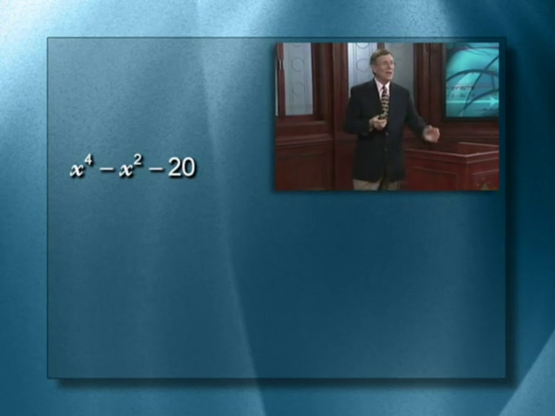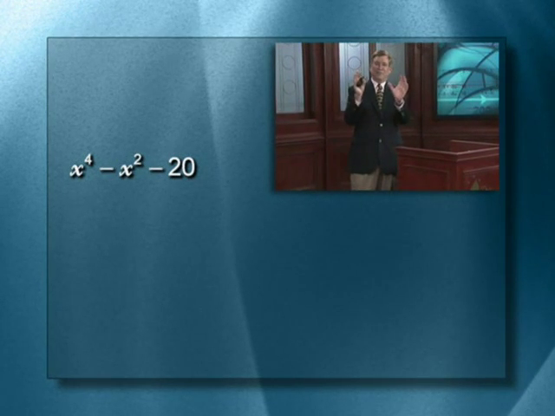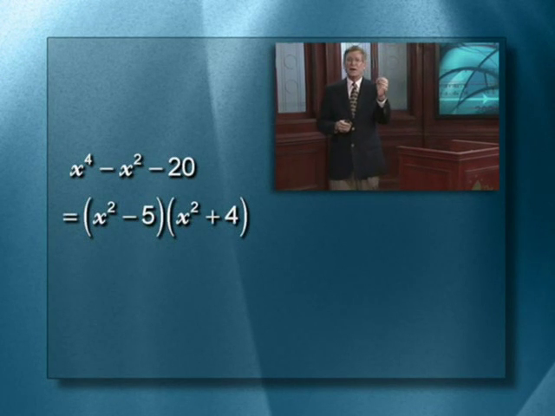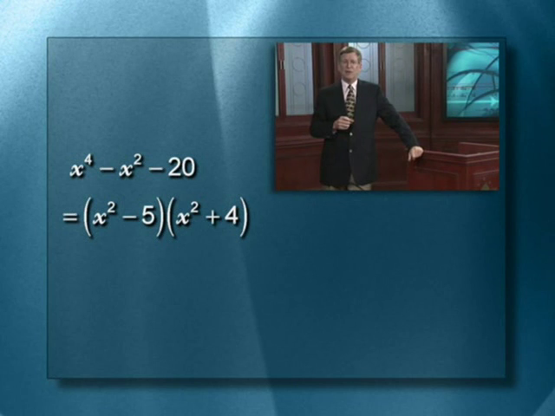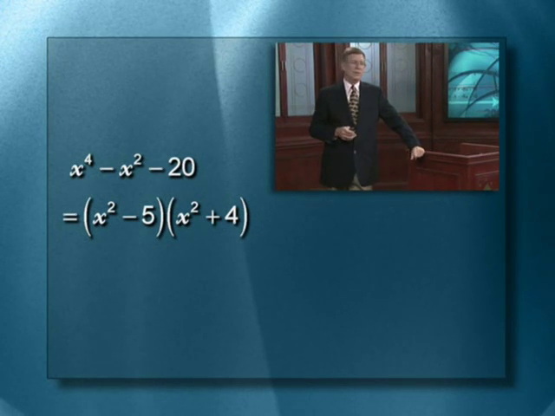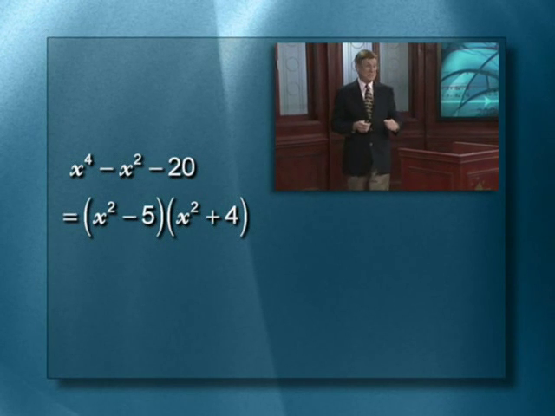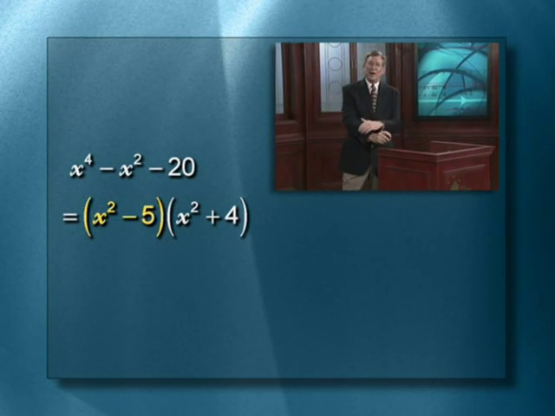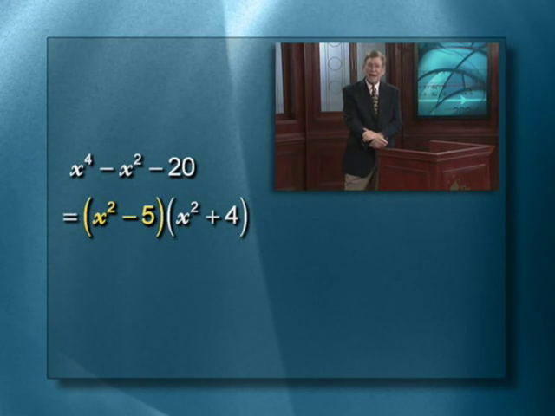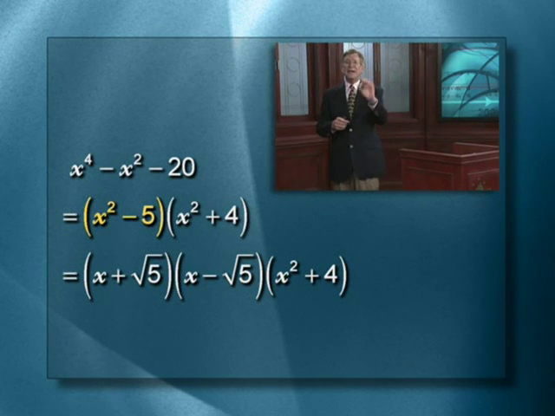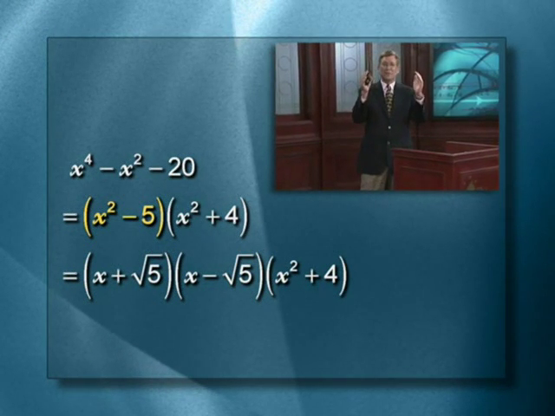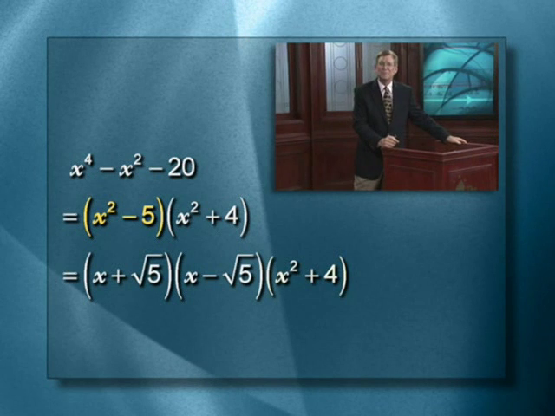polynomial. Well, I can do a pretty simple factorization as x squared minus 5 times x squared plus 4. You can check that I factored that correctly by multiplying it, and you'll see that you get the original polynomial. Okay, so I'm down to quadratics. Well, what about x squared minus 5? Does it factor? Yeah, if you're allowed to use radicals, it factors into x plus square root of 5 times x minus square root of 5. So I've taken care of that first quadratic term.